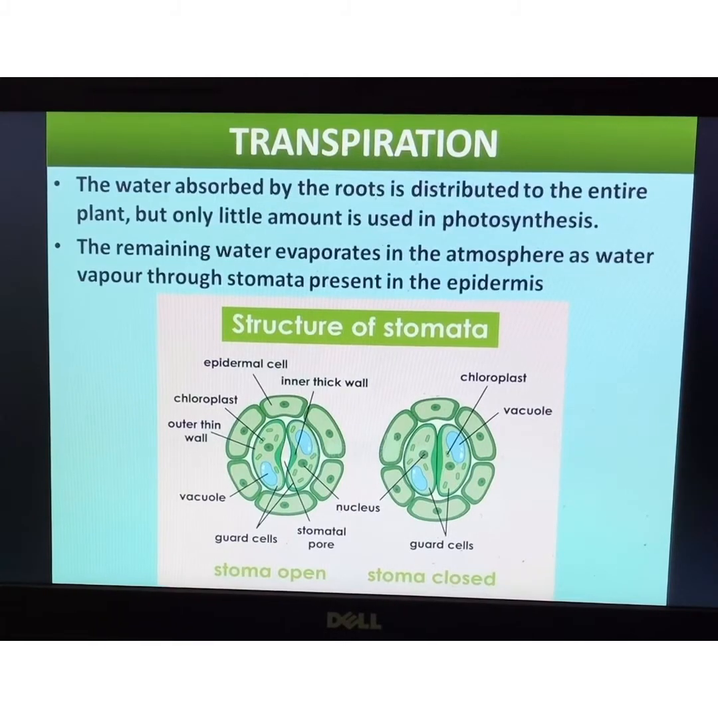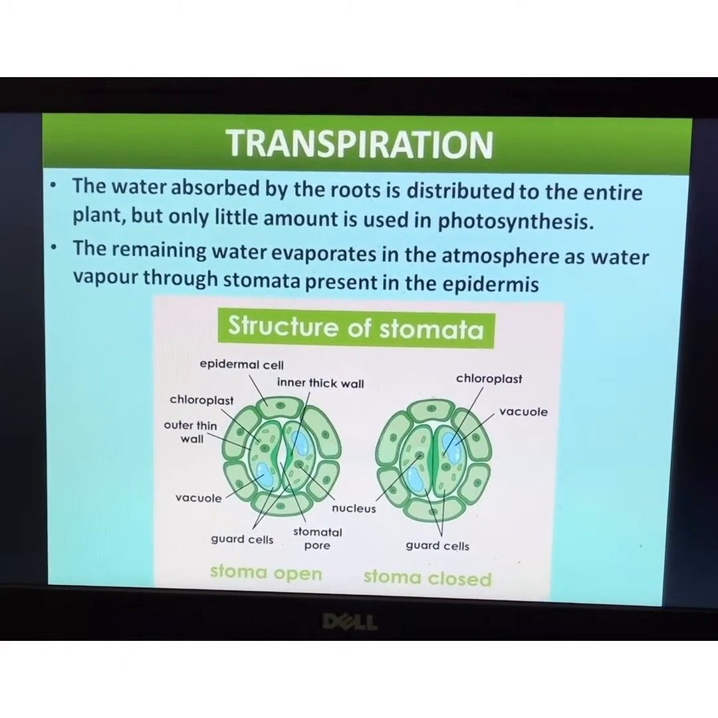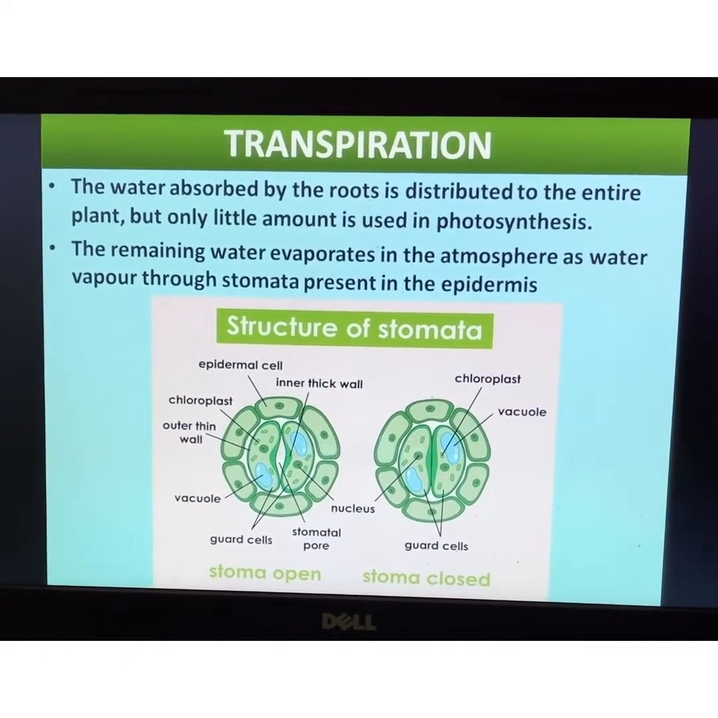The stomatal openings are meant for exchange of gases, right? In the process of photosynthesis, carbon dioxide is taken in and converted to glucose with the help of sunlight and chlorophyll, right? And in that process, oxygen is released and given out. So, the stomatal pore is basically for exchange of gases.